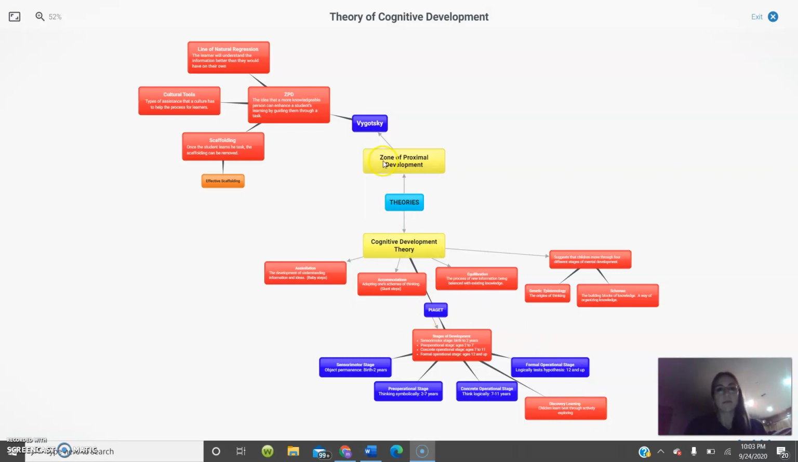I'm going to go back up to zone of proximal development. This was by Vygotsky. The zone of proximal development is a more knowledgeable person can enhance a student's learning by guiding them through a task slightly above their ability level. So they're there for support.